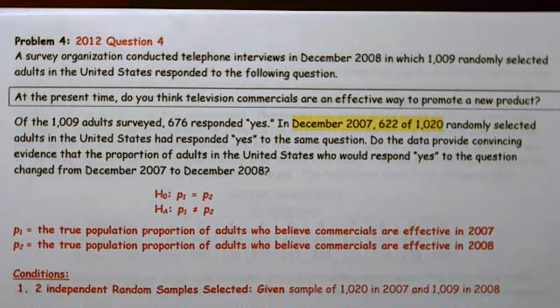Of the 1,009 adults surveyed, 676 responded yes. In 2007, 622 of the 1,020 randomly selected adults in the United States responded yes to the same question. Do the data provide convincing evidence that the proportion of adults in the United States who would respond yes to the question changed from 2007 to 2008?